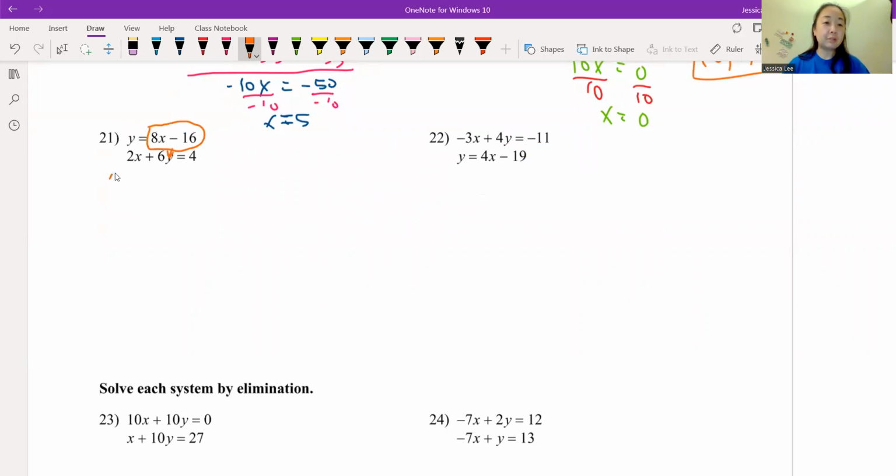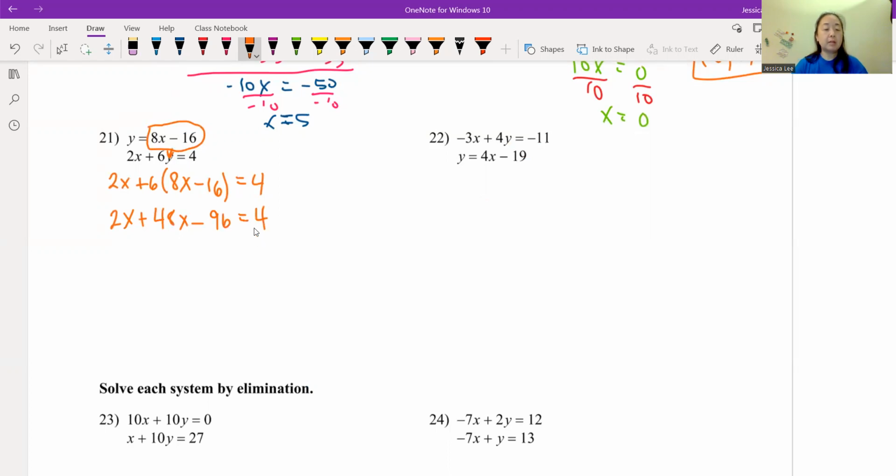So here we go. We're going to have 2x plus 6, and instead of y, we're going to put in 8x minus 16, is equal to 4. Do not forget to close the parentheses. Then I'm just going to do what we've been doing, get rid of the parentheses by distributing. So we get 2x plus 6 times 8, which is 48x, and 6 times 16 is negative 96, is equal to 4.